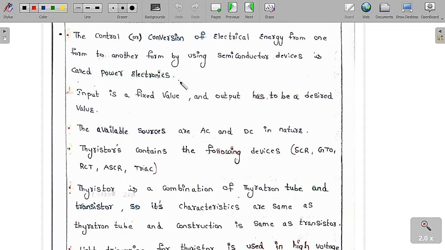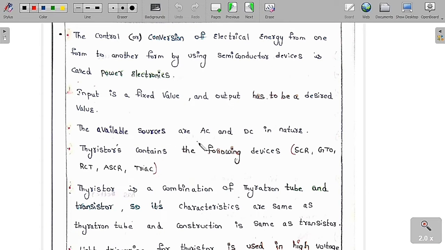The control or conversion of electrical energy from one form to another form by using semiconductor devices is called power electronics. Input is a fixed value and output has to be a desired value. Input is always fixed, but we need the output as required. With power electronics, we make the output what is desired.